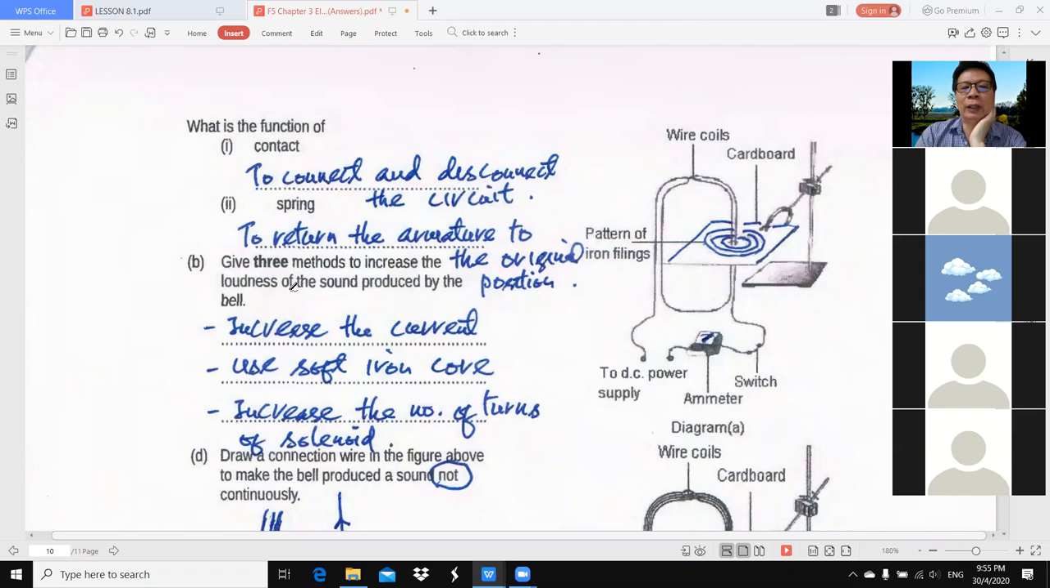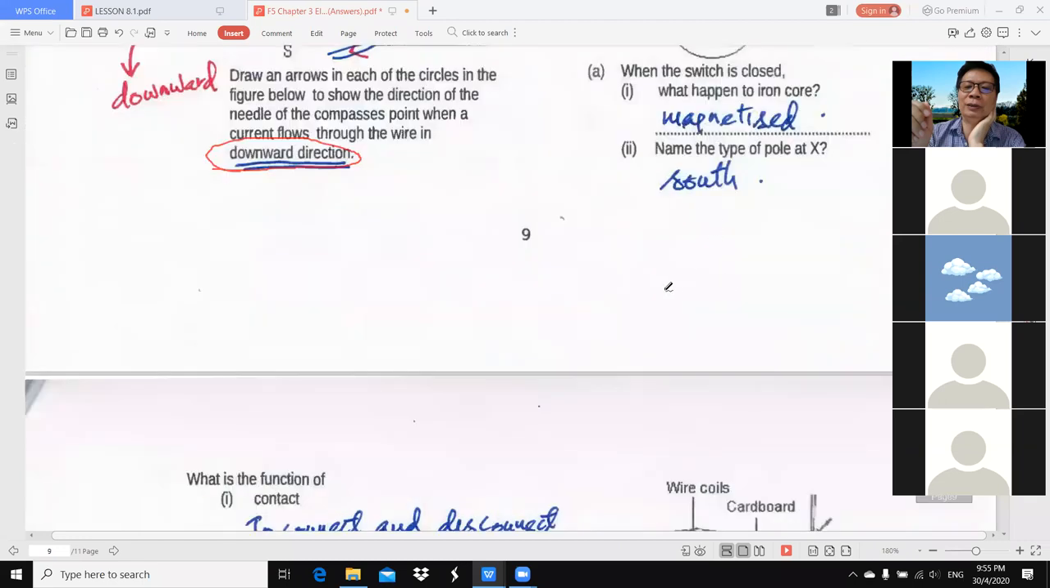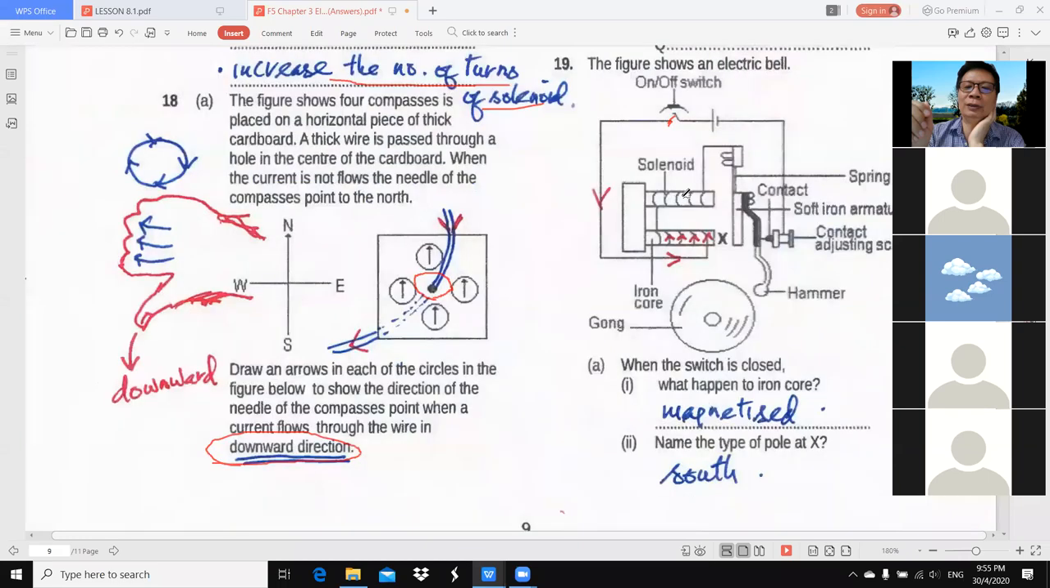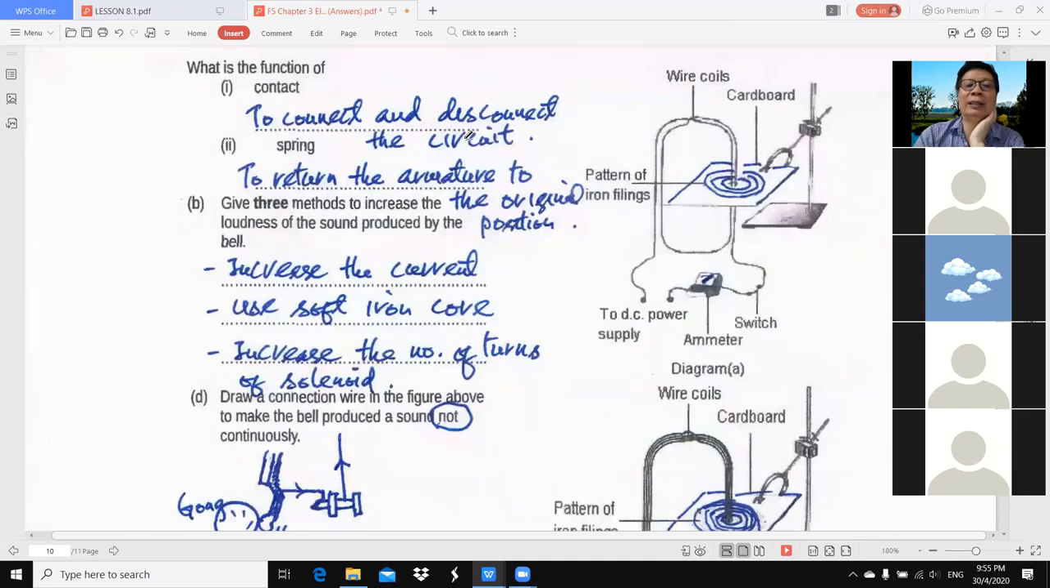Louder means you knock harder, right? Okay. So increase the current. Increase current, magnetic field stronger, so it will knock harder. Okay. Use a soft iron core. Use soft iron to produce a stronger magnet. Here it is iron only, never say soft iron, so you change it to soft iron, so the magnet becomes stronger. Okay, and the last, increase the number of turns of the solenoid, more turns. Okay, increase the number of turns, okay?